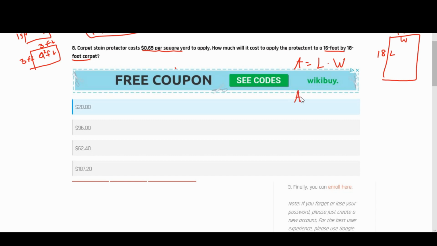So let's go ahead and plug that in accordingly. So this is 16 times 18. And I'm going to work this off to the side so I don't make any mistakes.